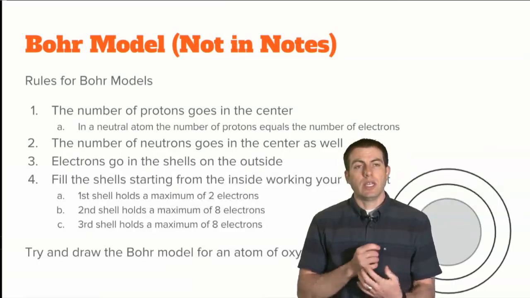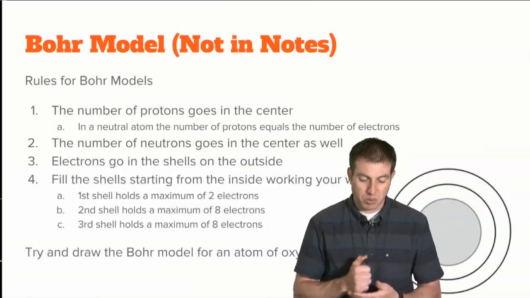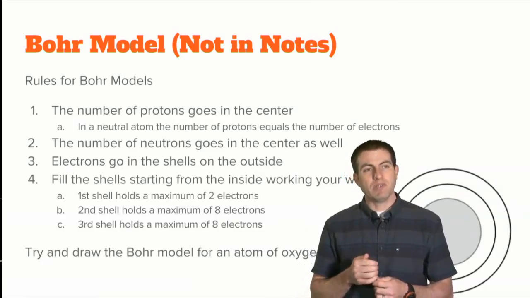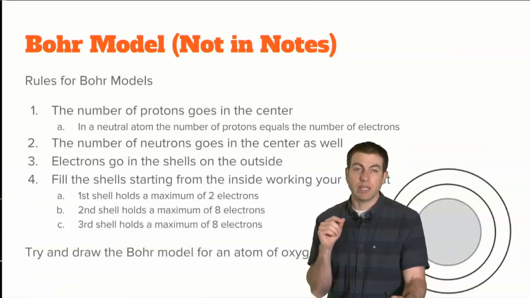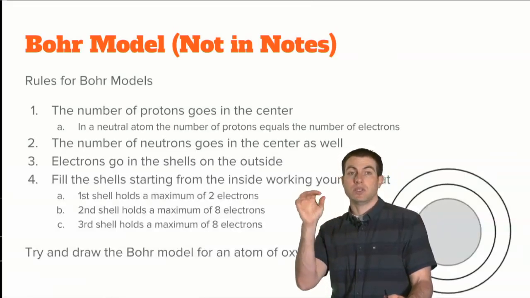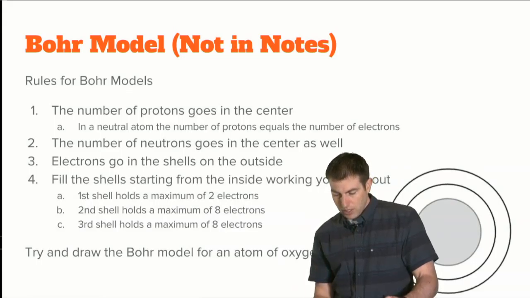Those are the rules. If you don't remember the rules, or if you haven't seen them for a long time, it might be worth writing them down. Or maybe even just number 4, if you just remember the protons, neutrons in the middle bit, and then you can get the first shell has 2, the second shell has 8, and the third shell has 8. That would be really great.